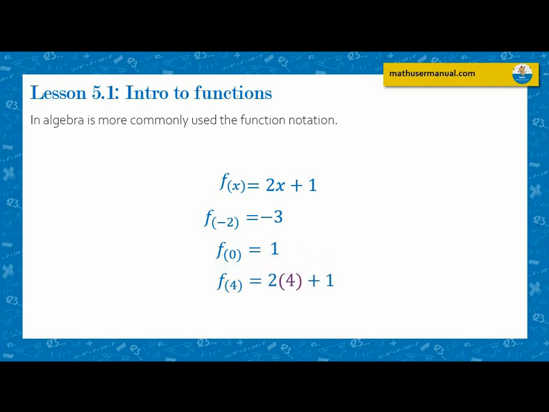The 4 is inside of the parentheses, which means we're replacing the x. So basically, whatever we put in the parentheses is what's going to replace all the x's in the function. So that's why we have 2 times 4 plus 1. And 2 times 4 plus 1 is 9. So as we can see, these are the same answers that we got in the previous slides, because this is a function.